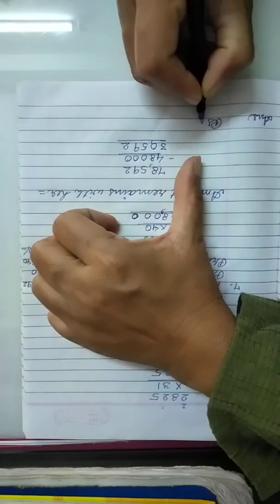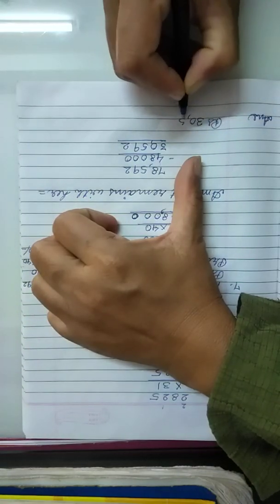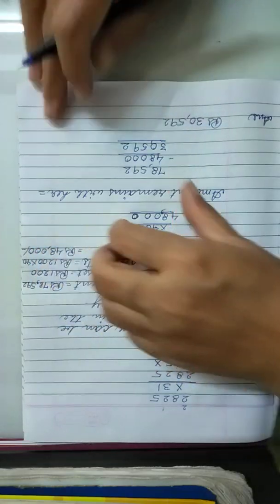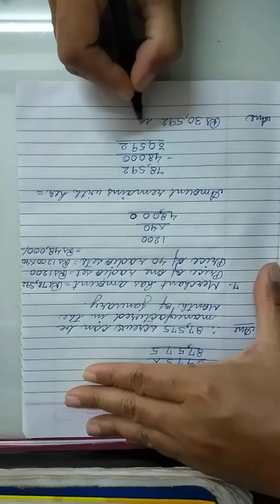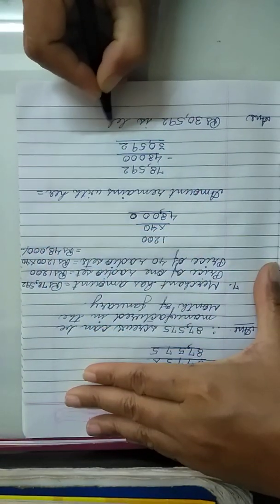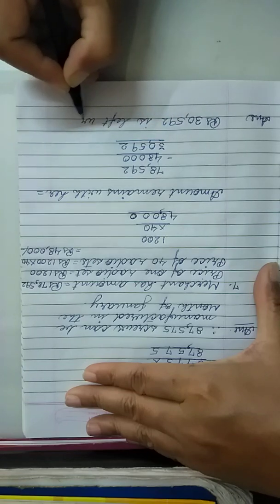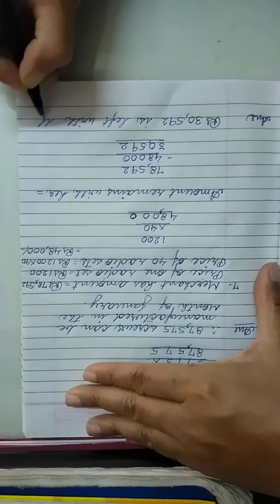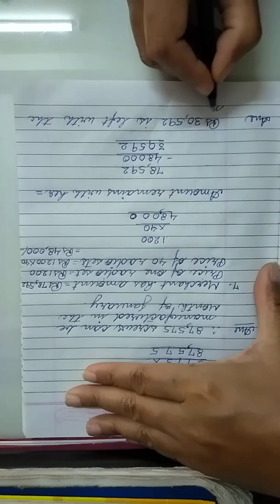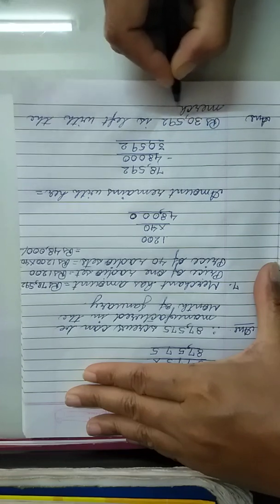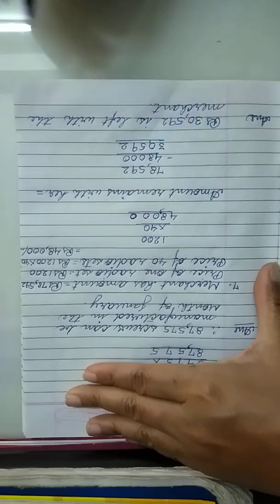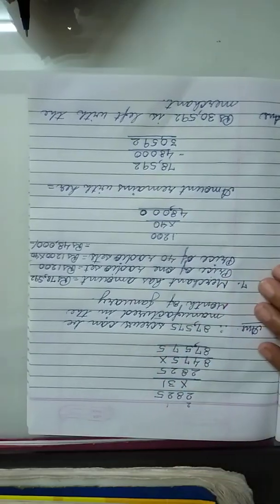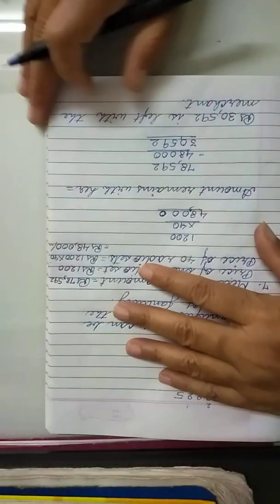Rupees 30,592 is left with the merchant. Okay, understood this much? Clear?